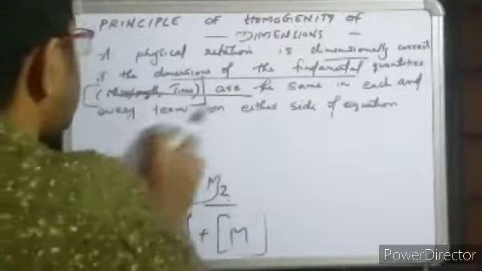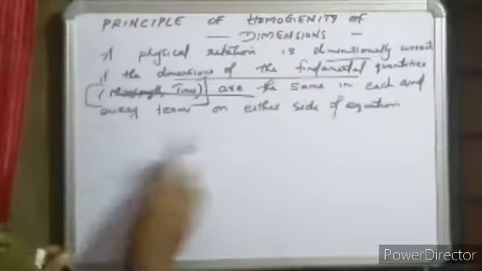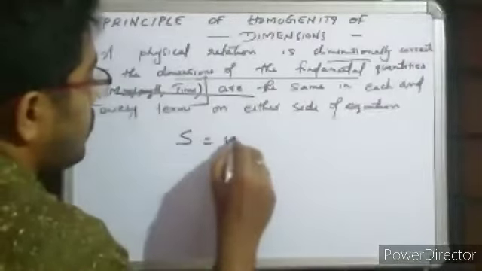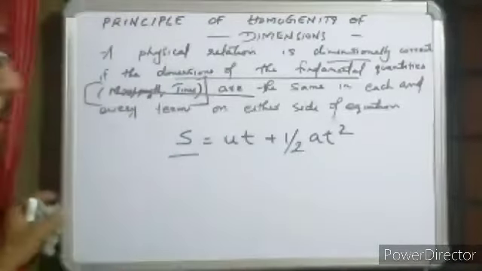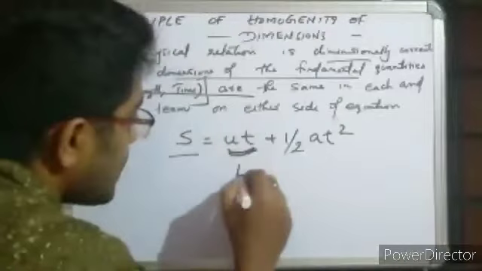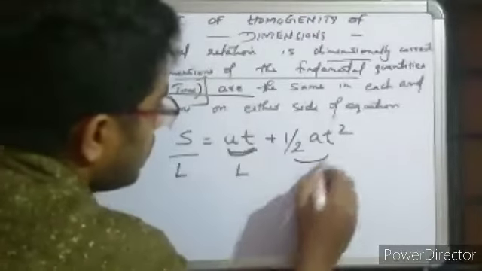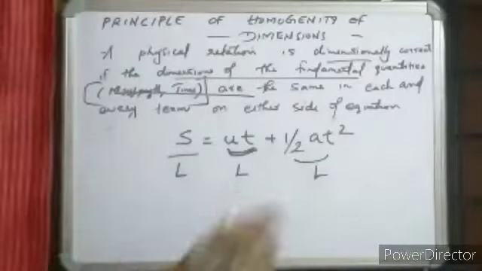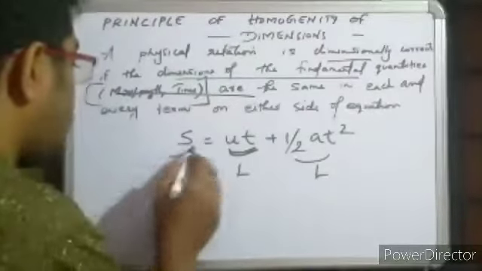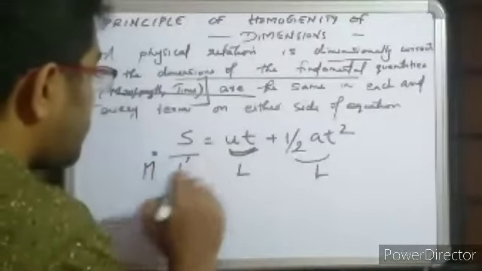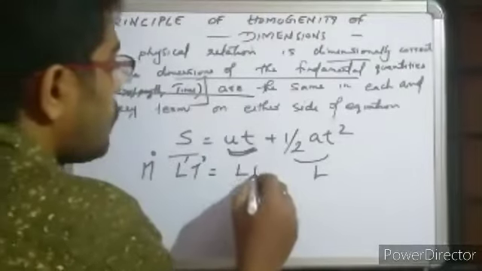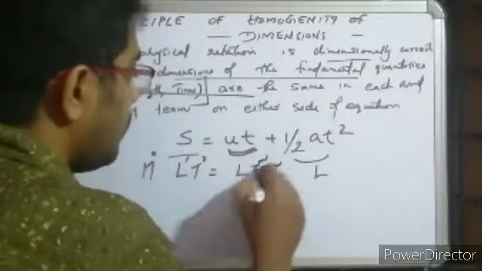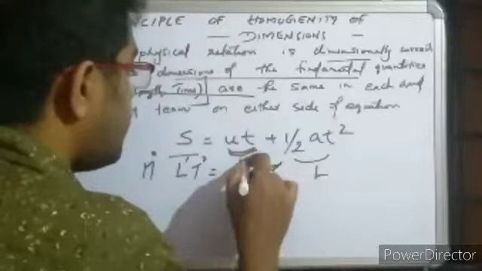So if I want to check, S is equal to ut plus half at square. Here S is of length, so this should be the same as that of L. Again, this should also have the dimension of L. So we will get m to the power 0, L to the power 1, t to the power 0. Here velocity is L t raised to minus 1, into t. So again you will get L to the power 1.